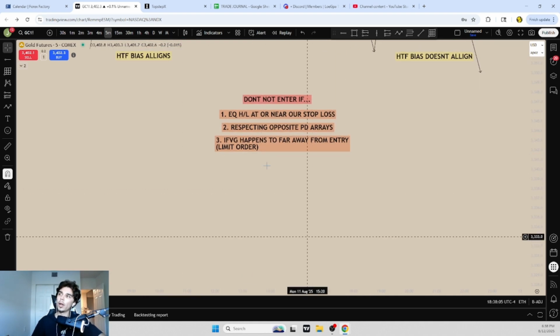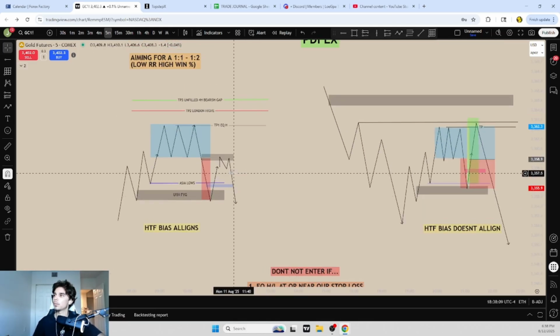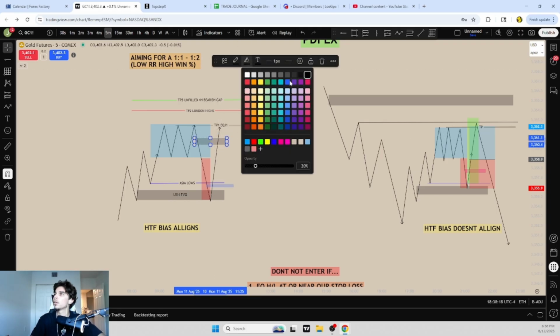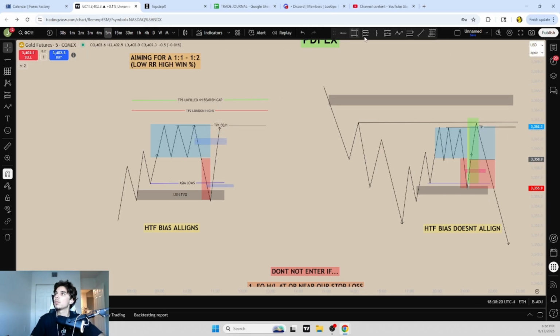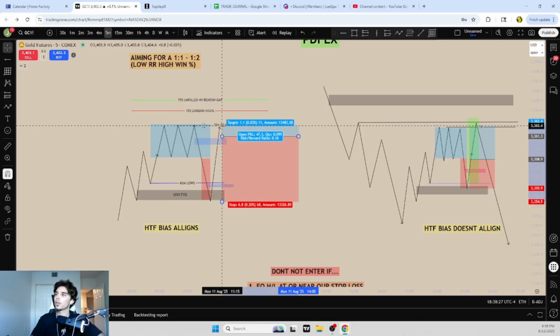And then what else? IFVG happens too far away from the entry, okay? Little touch up on it, and we'll touch up on that today too. Say the inversion happens like right here, okay? Well, why would we enter right here and have our stop losses all the way down here and our first take profit right here? Look at the RR on this trade, right?